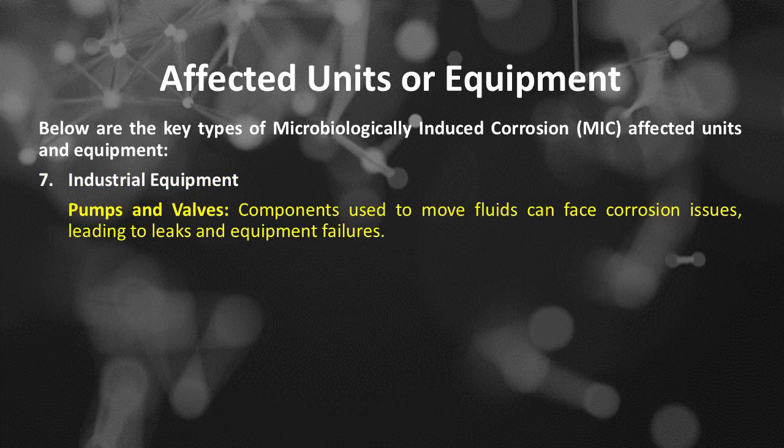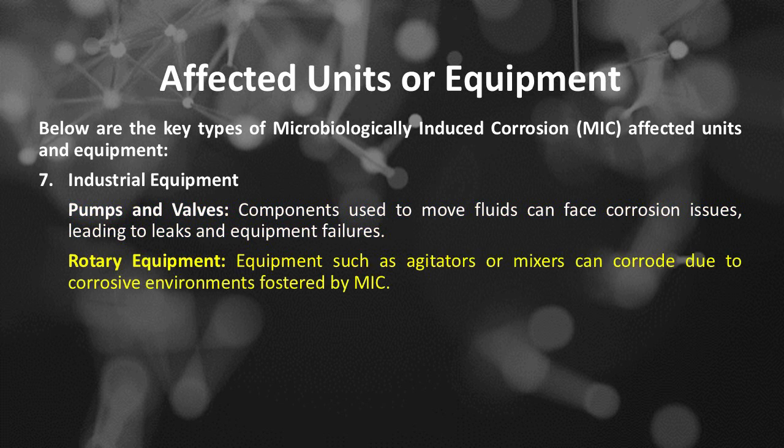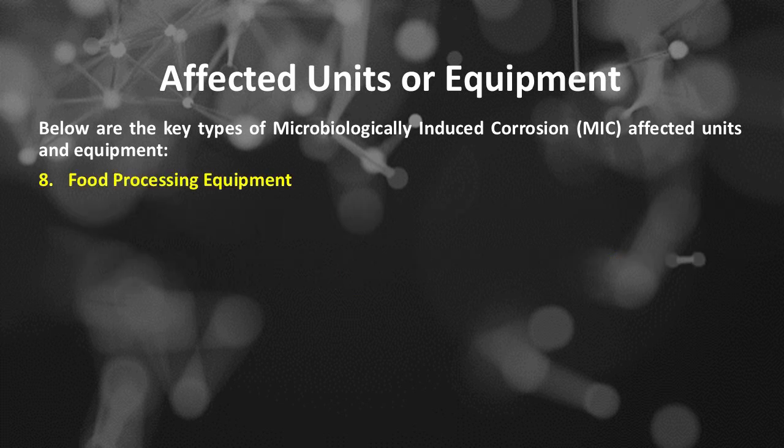Pumps and valves. Components used to move fluids can face corrosion issues, leading to leaks and equipment failures. Rotary equipment. Equipment such as agitators or mixers can corrode due to corrosive environments fostered by MIC. Number 8 is food processing equipment.